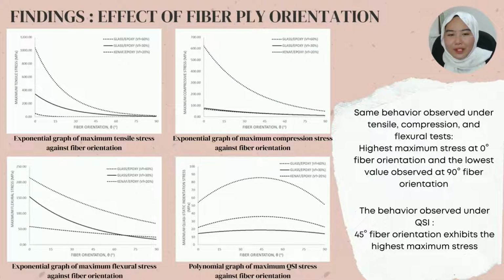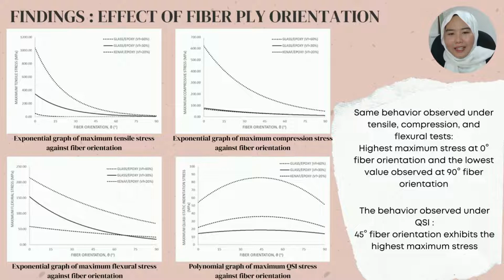Let us look at the first finding of the project, which is the effect of fiber orientation. This slide contains exponential graphs of maximum tensile stress, maximum compression stress, and maximum flexural stress, as well as a polynomial graph of maximum quasi-static stress against fiber orientation. It was observed that tensile, compression, and flexural tests project the same behavior against fiber orientation, in which the highest maximum stress was obtained at 0-degree fiber orientation and the lowest value was obtained at 90-degree fiber orientation.